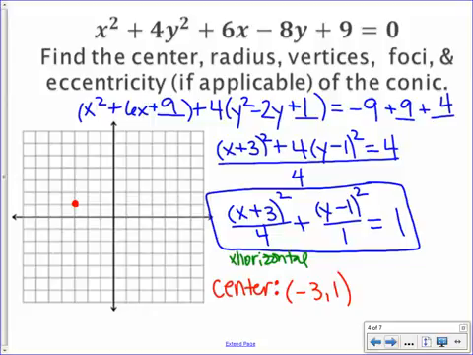Okay. Now, since 4 is the bigger number, 4 is going to be our a squared. Right? So what's our a value? Okay. So a is 2. I'm going to make a little note. a is 2. And if this is b squared, that means b is 1.